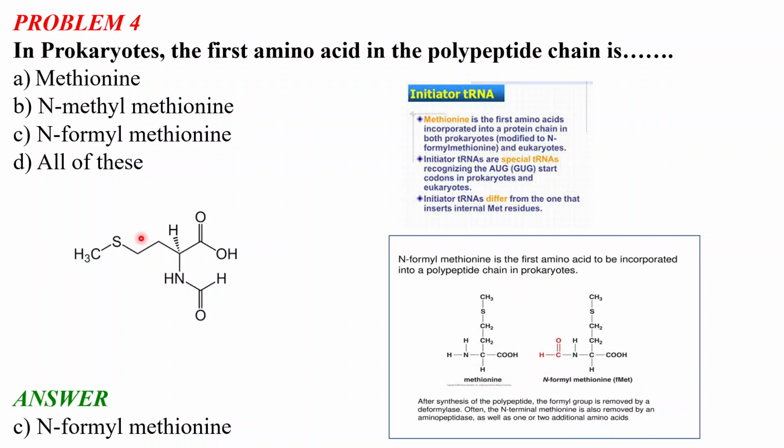So this is the structure of methionine, which I have also mentioned. And N-formyl methionine is nothing but methionine with one formyl group incorporated. So this is the structure of N-formyl methionine. After synthesis of the polypeptide, the formyl group is removed by deformylase. Often the N-terminal methionine is also removed by an aminopeptidase, as well as one or two additional amino acids. So the correct answer was number C. Now I will go to the next problem.